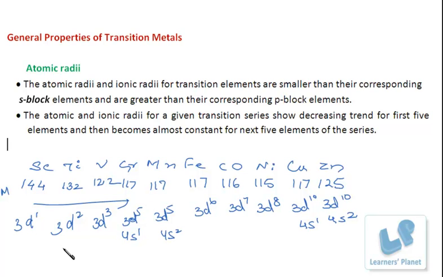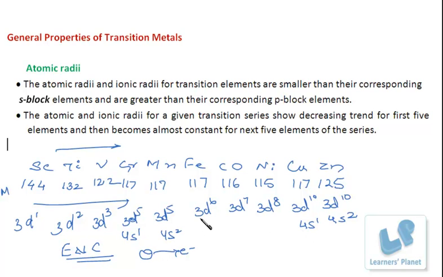So because of the increase in effective nuclear charge, that is the net force of attraction of the nucleus on the outermost electron, it increases from scandium till chromium. It increases thereafter also because the nuclear charge is increasing. But after chromium, what happens? The electrons have started pairing up.